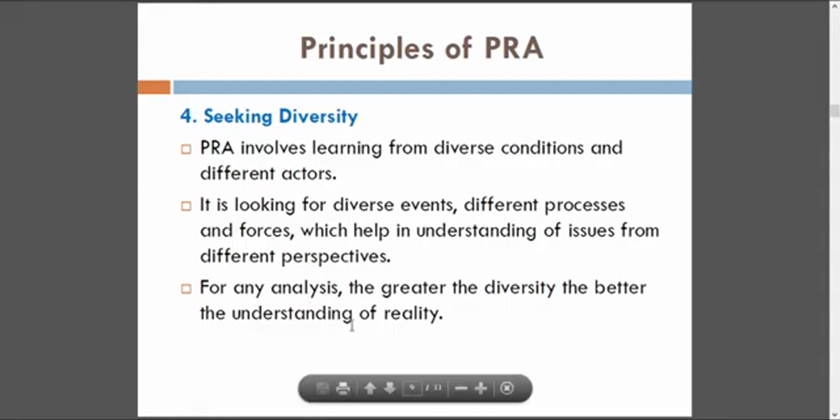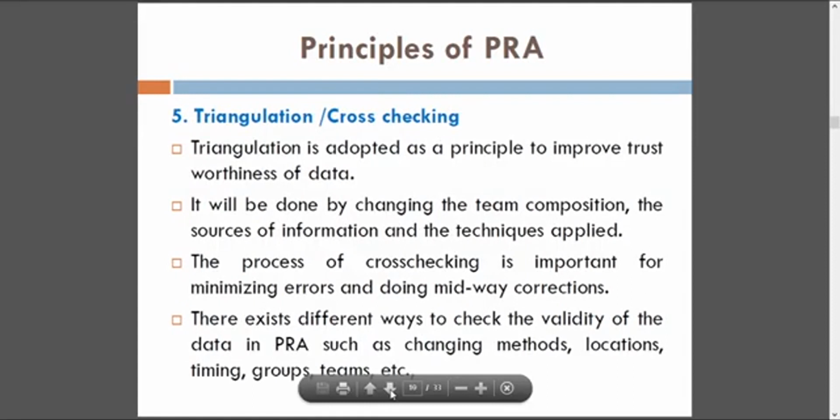There you'll be able to make decisions with the community or propose projects that are going to benefit everyone, and they will not affect any category in the community. And then the other principle is triangulation, or cross-checking. This principle was adopted to improve the trustworthiness of data.